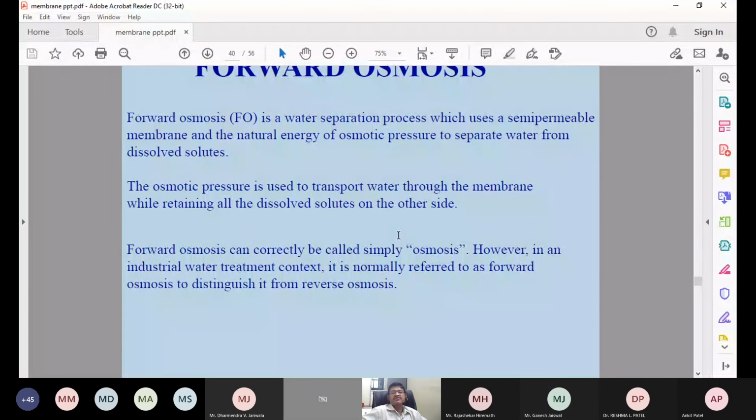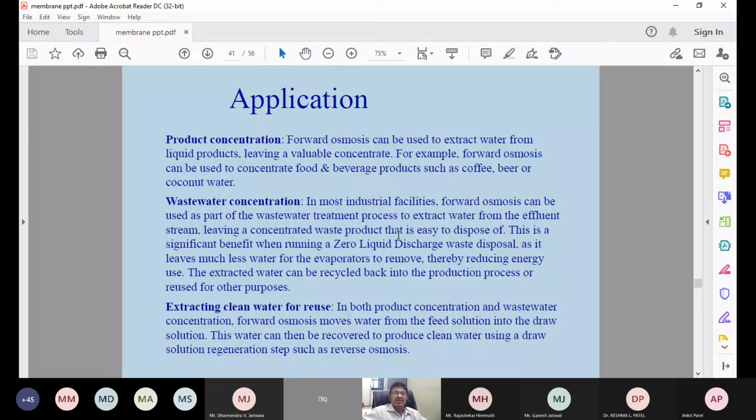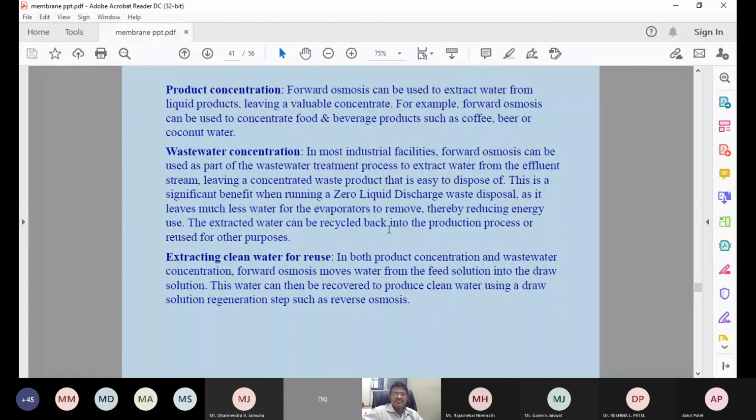So forward osmosis is a water separation process which uses a semi-permeable membrane and the natural energy of osmotic pressure. How it is done, we will see. So here what we are doing, we can concentrate, but how can the wastewater be treated by this, do you know?